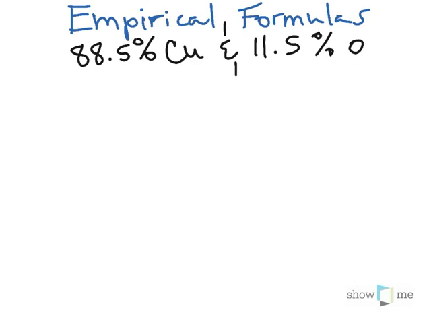All right, in this lesson we're going to take a look at what's called empirical formulas. And this word empirical, all that means is what's the formula of this compound in its simplest, most reduced format? Like what's the base unit? So what we're going to really be asking is how many copper atoms combine with how many oxygen atoms in this compound.